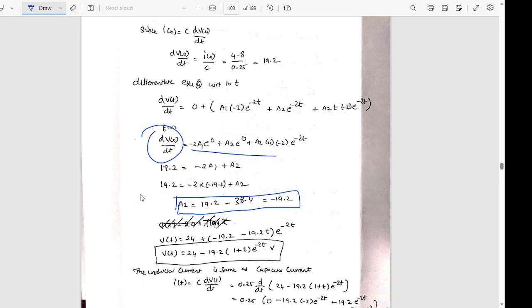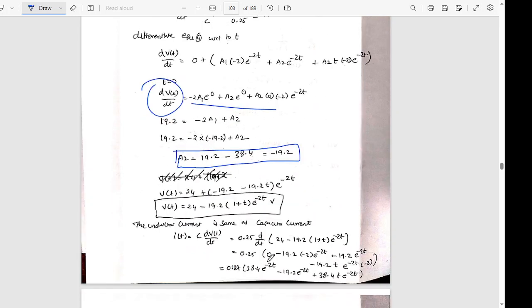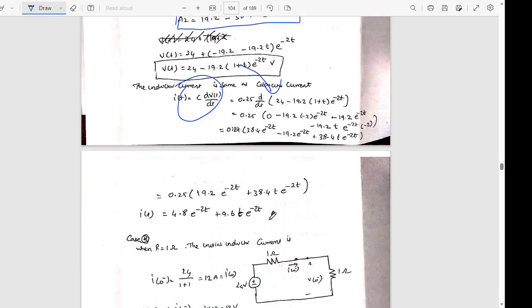I am simply showing what I have done. All are simple mathematics, you also can try. The inductor current is same as capacitor current, so I of t can be written as C dV of t by dt. Whatever equation we got, we just substitute here, perform the differentiation and multiply with the capacitor value, and we will be getting the current value. The last case you do on your own.